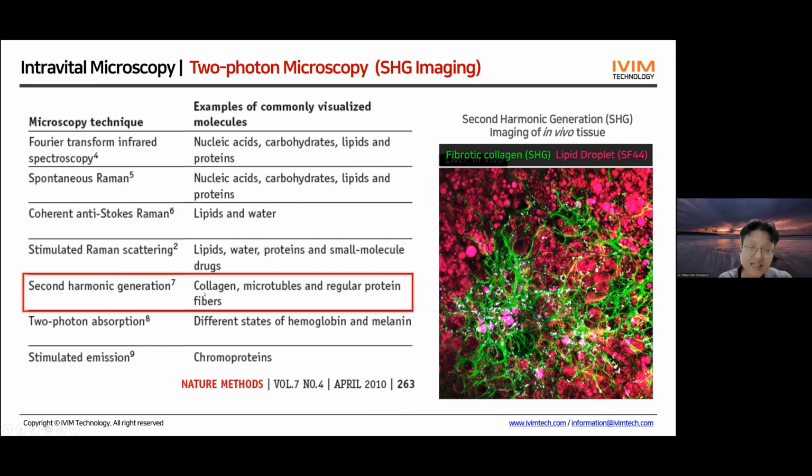Since this SHG signal, second harmonic generation signal, is very efficiently generated from the collagen fiber bundle, it can be a very useful signal to visualize fibrosis in a mouse model like this. This is one example obtained from the liver fibrosis mouse model. All this green color is the fibrous collagen accumulated in the liver of this liver fibrosis mouse model.